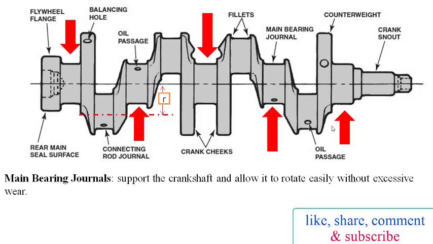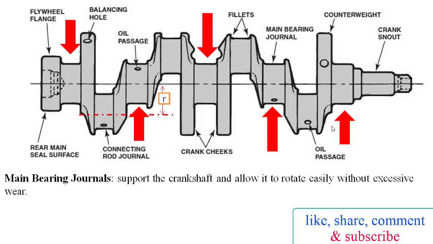This is the line diagram of a 4-cylinder inline engine crankshaft. Let's start with the main bearing journal. It supports the crankshaft and allows it to rotate easily without excessive wear. The number of cylinders usually determines the number of main bearings. The 4-cylinder inline engine usually has 5 main bearings.